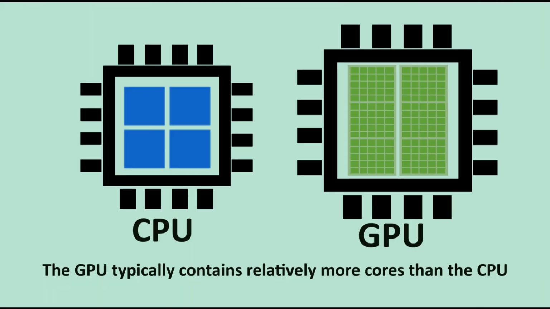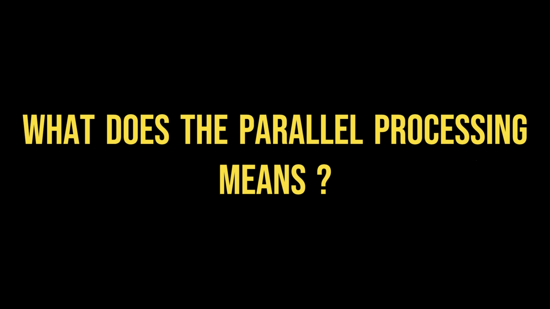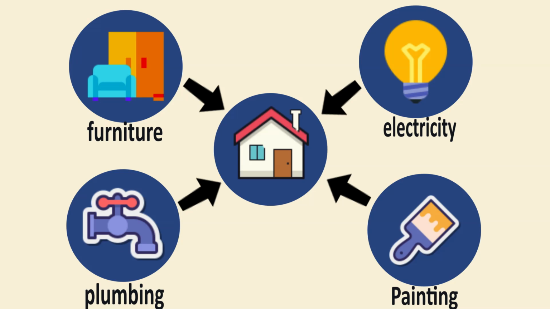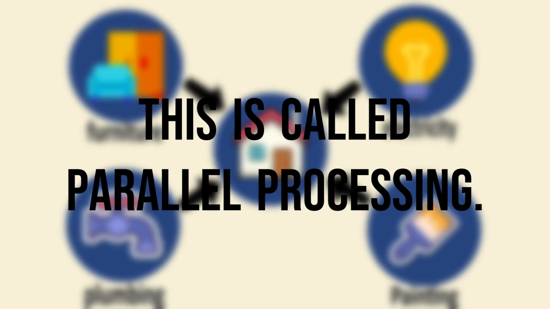Why should we use them? Basically, the GPU typically contains relatively more cores than the CPU. However, a single core of a CPU is significantly more powerful than a core in a GPU, but for parallel processing purposes, a GPU can do more tasks at a time. So what does parallel processing mean? Suppose builders are making a new house: the painting of the house, furniture installation, plumbing, and electrical work all happen at once, creating a symphony of construction that swiftly brings your dream home to life. This is called parallel processing.